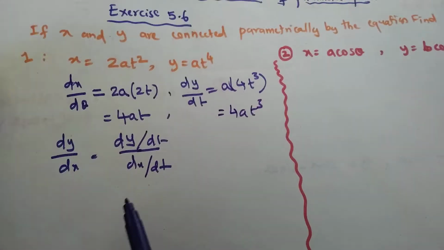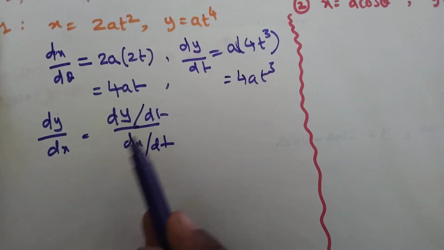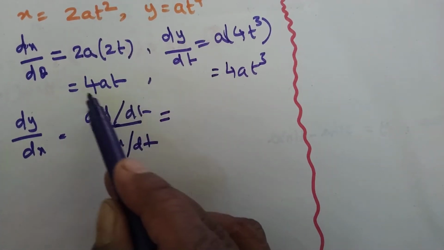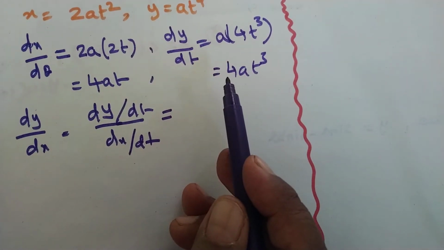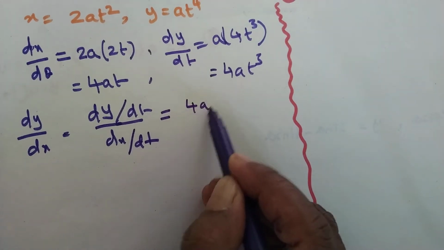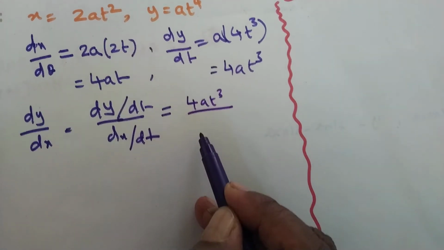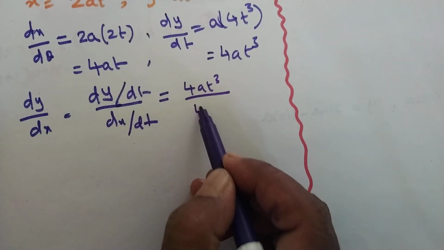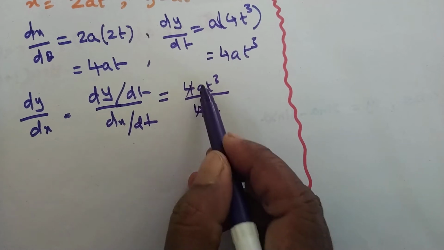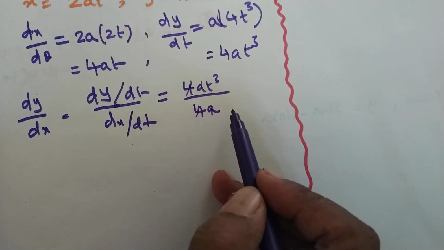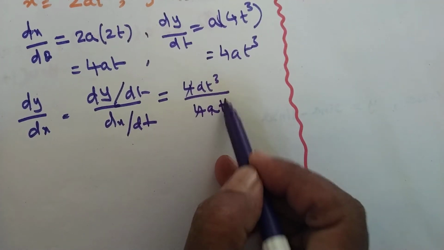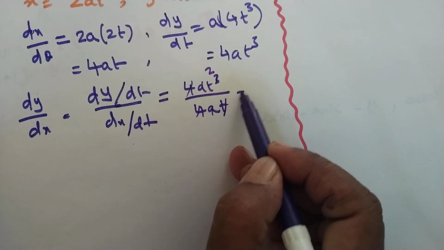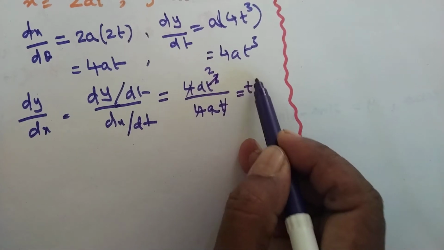Now dy by dx equal to dy by dt divided by dx by dt. What is dy by dt here? 4at cube, 4at raised to 3 divided by dx by dt, which is 4at. 4 will get cancelled, a will get cancelled, one t will get cancelled with this one. So our answer is t raised to 2.